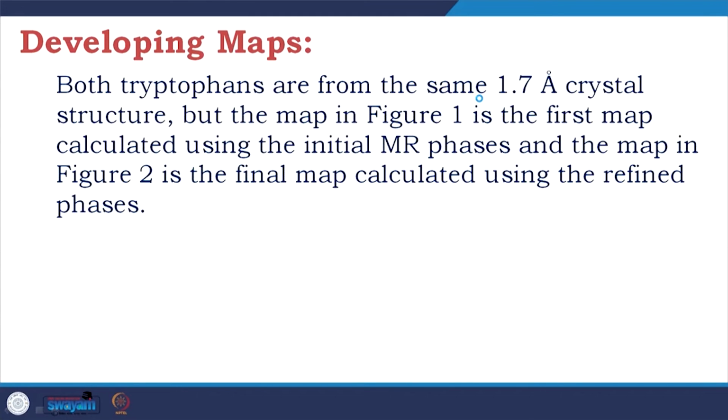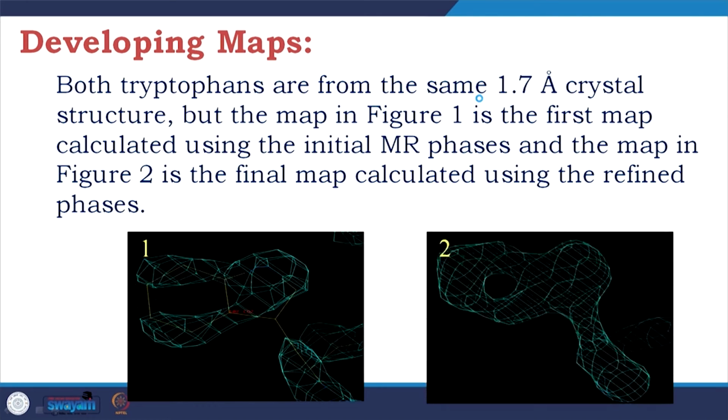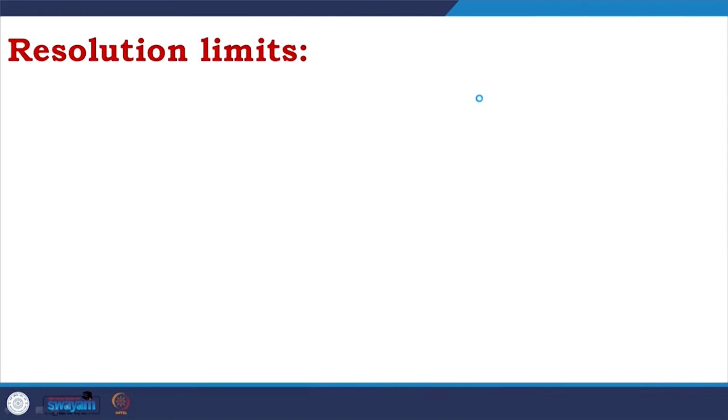Both tryptophans, if you see here, are from the same 1.7 angstrom crystal structures, but the map in figure 1 is the first map calculated using the initial molecular replacement phases, and the map in the figure 2 is the final map calculated using the refined phases. See, because it is refined phases, so here you get much better electron density map.